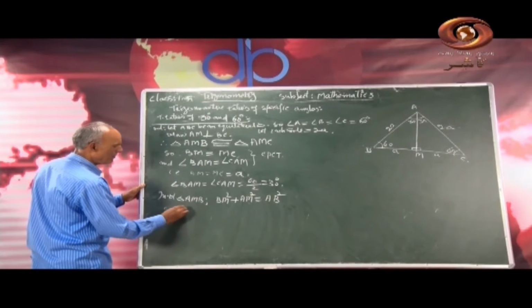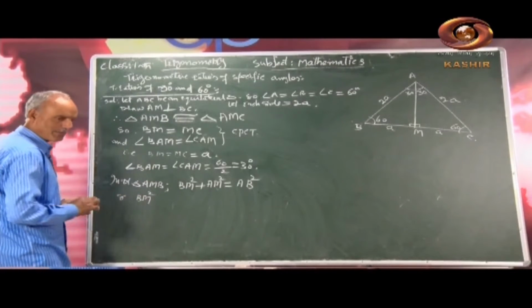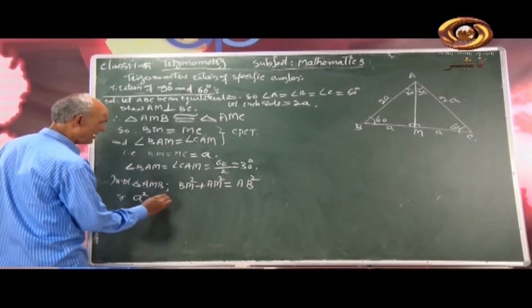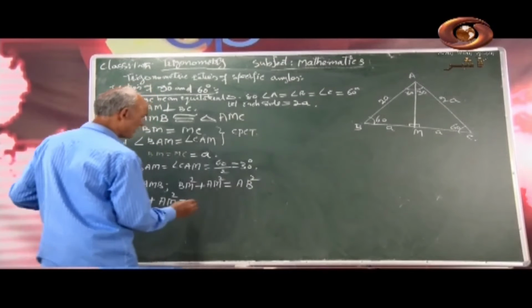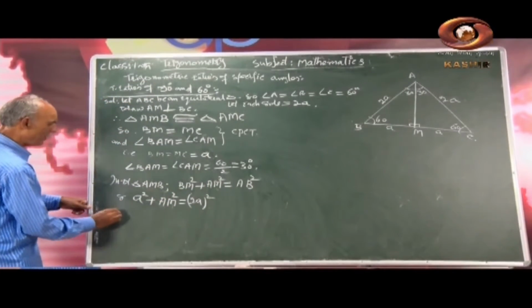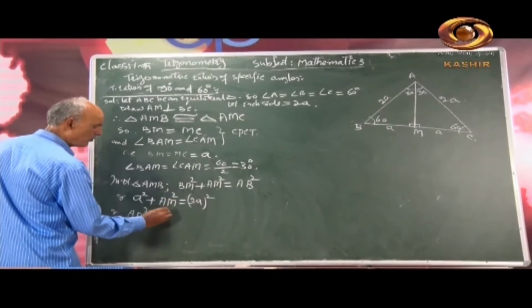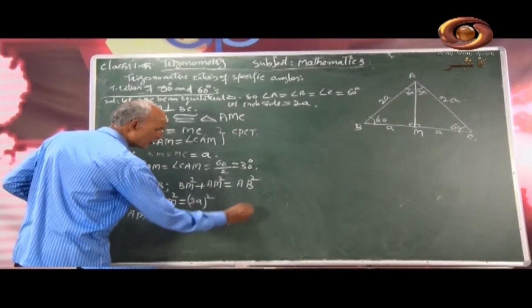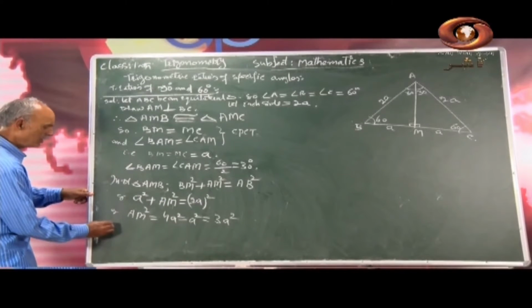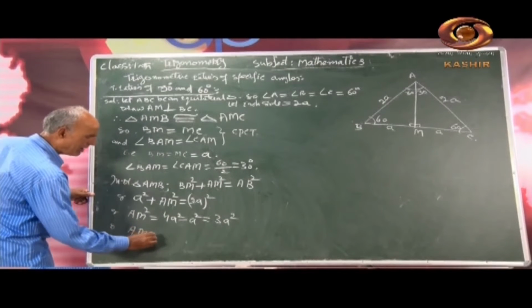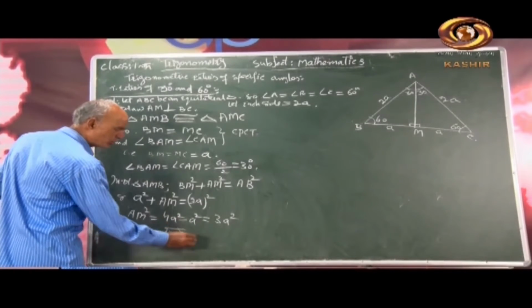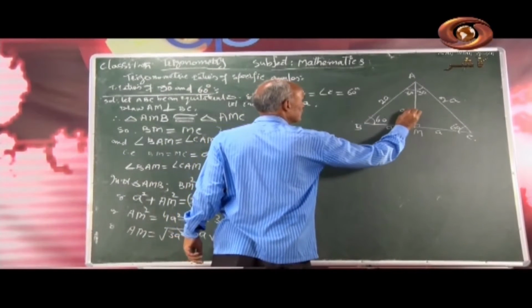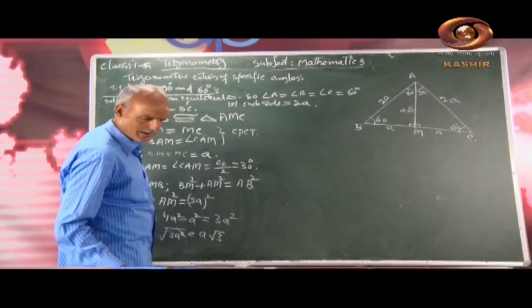Giving values, BM square stays as it is. The value of BM we have is a, so we will write a square. The value of AM is not given, so we write AM square. AB means 2a whole square, which gives 4a square. Transferring a square here, AM square is equal to 4a square minus a square, which is 3a square. Taking positive square root because the side length of a triangle is always positive, AM is equal to root of 3a square, which is a root 3. So we find AM is equal to a root 3.